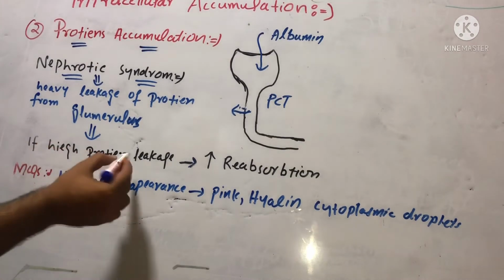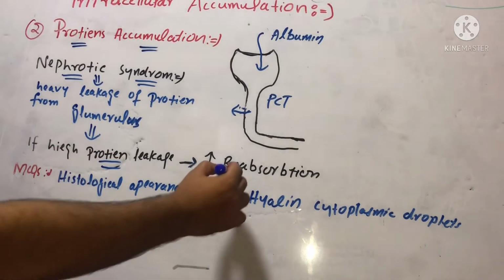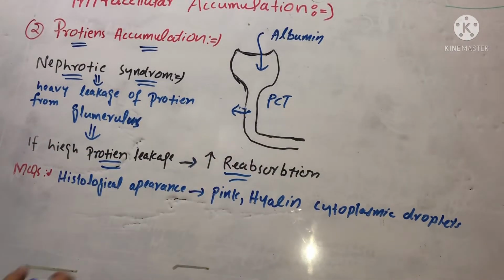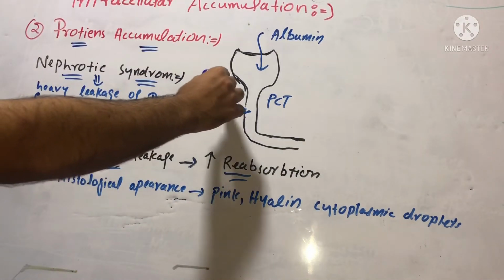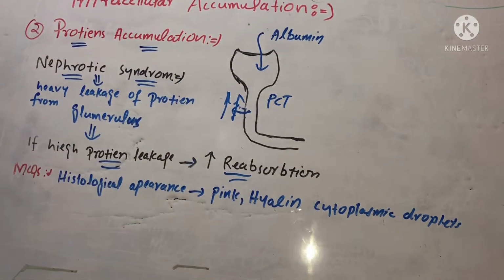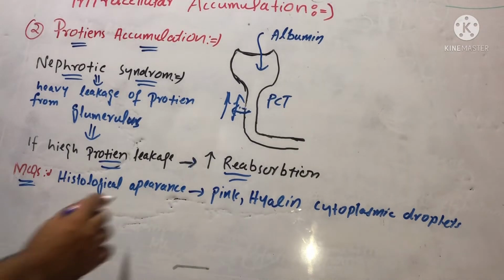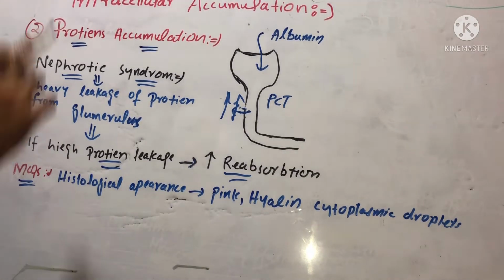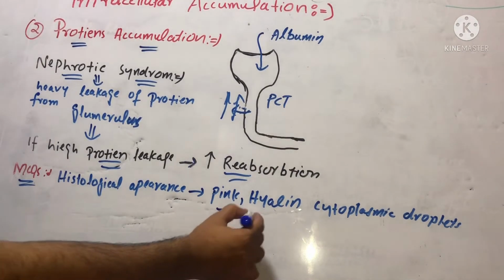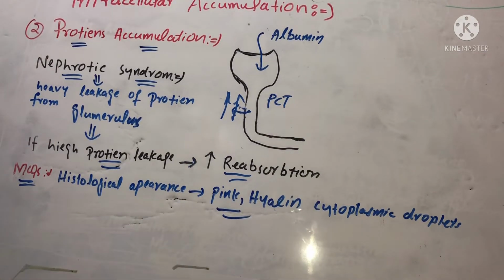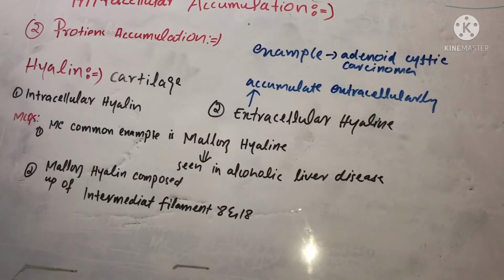In this syndrome, heavy leakage of protein from the glomerulus occurs. If high protein leakage occurs, high will be the reabsorption, and protein will start accumulating in the proximal convoluted tubule. From an MCQ's point of view, remember that the histological appearance of accumulated protein is pink hyaline cytoplasmic droplets. So now, what is hyaline? Hyaline is a cartilage, and it is of two types.